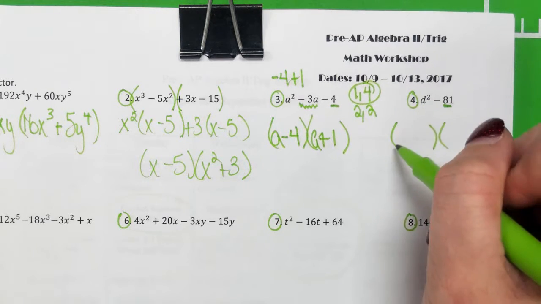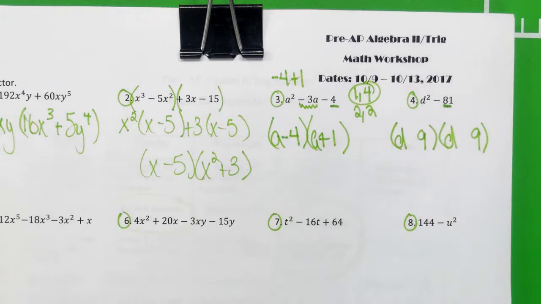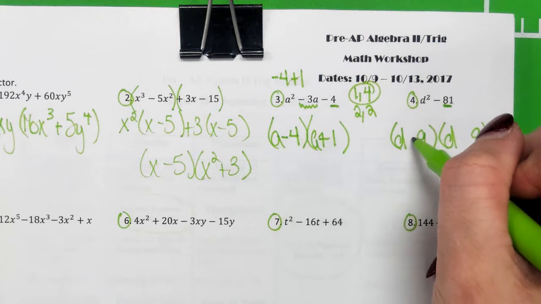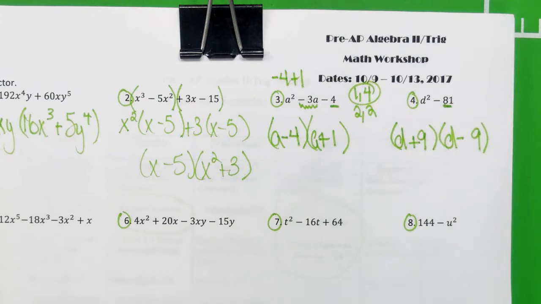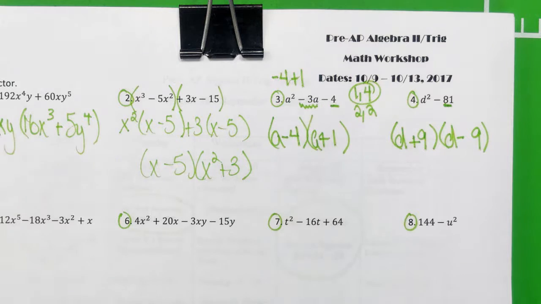Which one comes first? The letter. There you go. And what kind of signs would give me -81? A positive and a negative. There you go. And if you added those, what's 9 plus -9? 0. That's why you don't have that 3rd term in the middle, okay? Y'all okay with that? Alright, what about number 5?